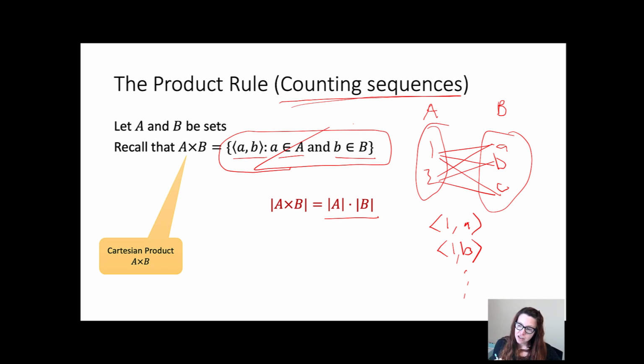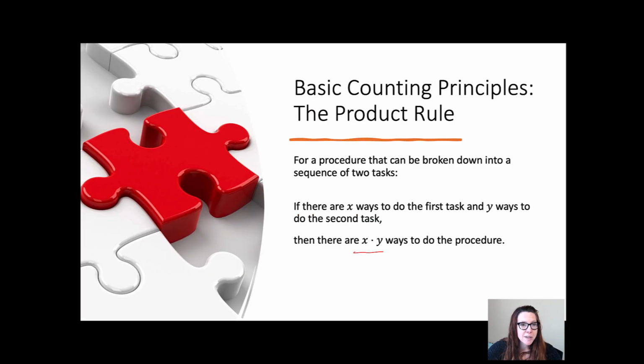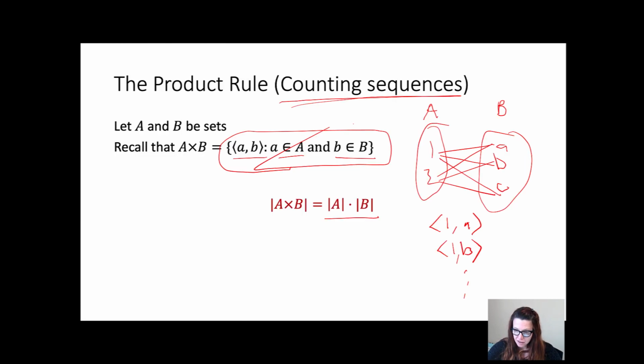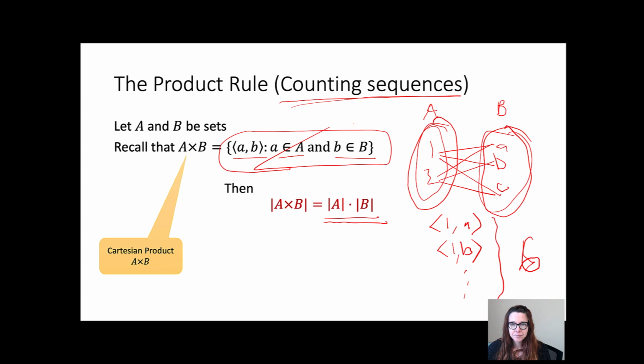And we can break that down. If I go backwards, the reason it looks like this is that I said a procedure that can be broken down into a sequence of two tasks, right? Well, the sequence of two tasks are this. First, I choose an element from A. There's two ways to do it, the size of my set A. Second, I choose an element from B, and I have three ways to do that in this case, the cardinality of that set B. And so for that reason, I have 2 times 3, or 6 possible ways that I can combine them. Okay.